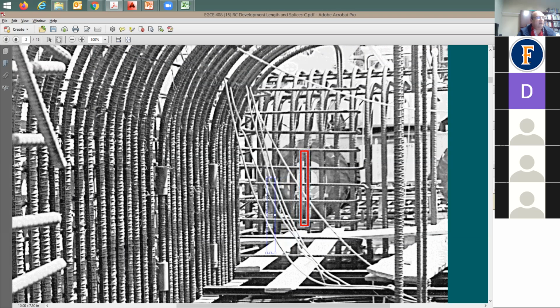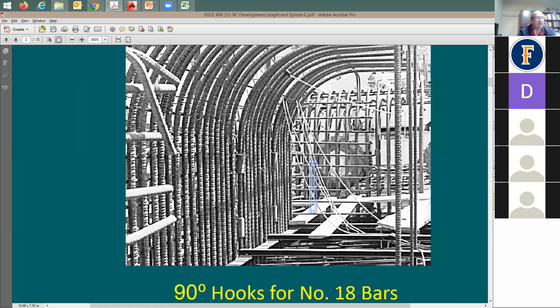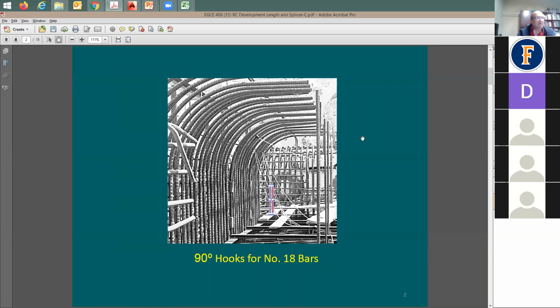Right? Just imagine how big the hook is going to be for a rebar like this. I don't want to say it's going to be ugly, but it can get very large, which is not good for construction.